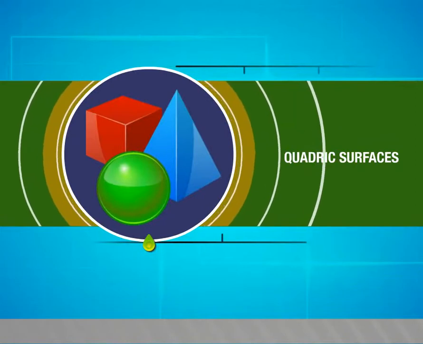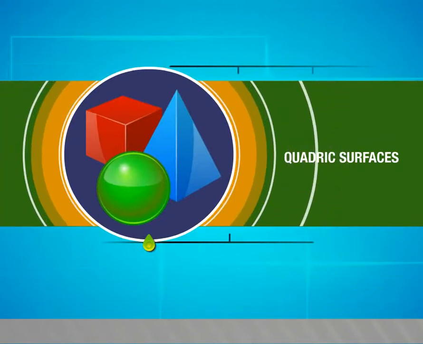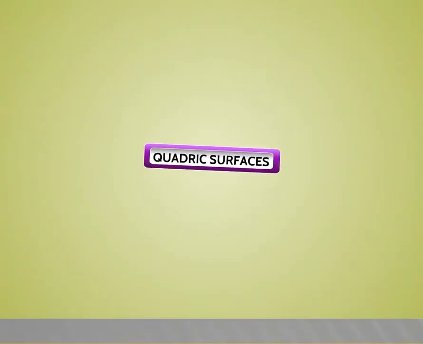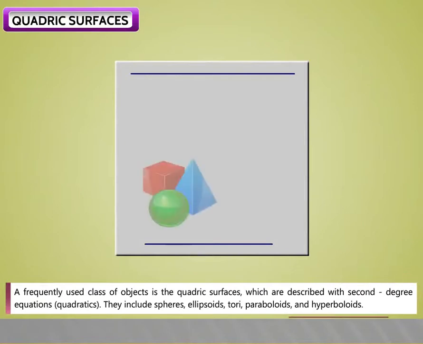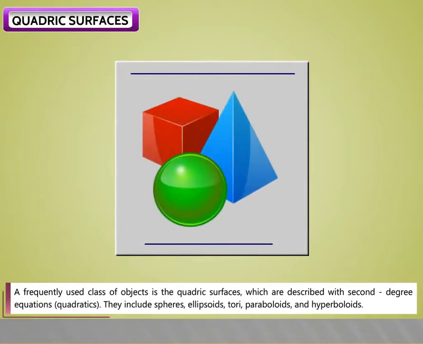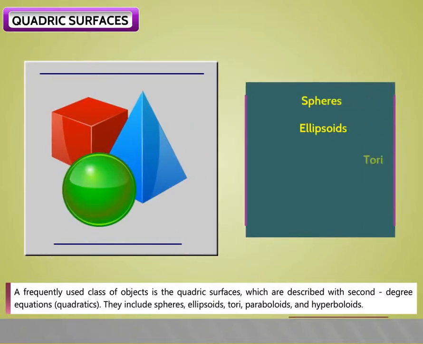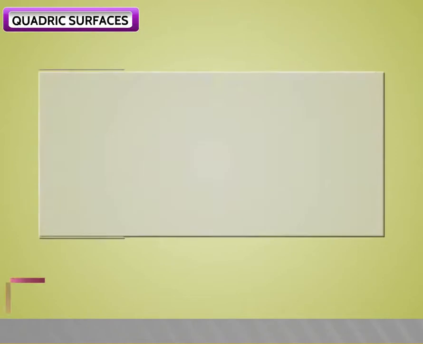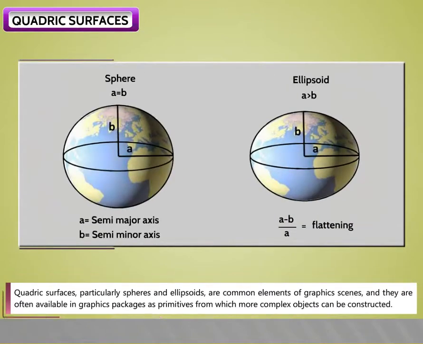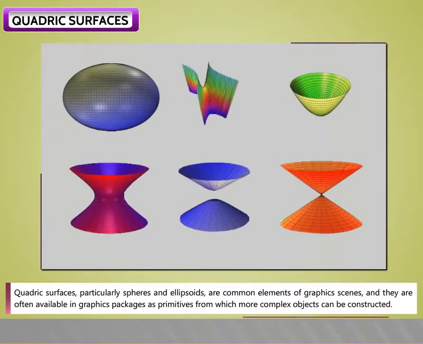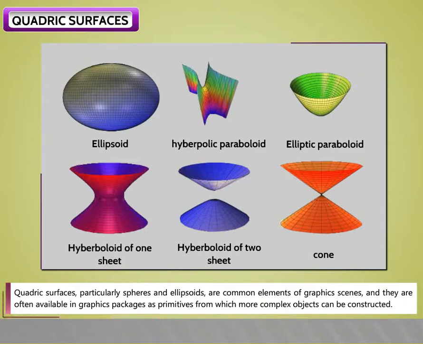Quadric surfaces. In this video, we are going to see about quadric surfaces. A frequently used class of objects is the quadric surfaces, which are described with second-degree equations, that is, quadratics. They include spheres, ellipsoids, tori, paraboloids, and hyperboloids. Quadric surfaces, particularly spheres and ellipsoids, are common elements of graphics scenes, and they are often available in graphics packages as primitives from which more complex objects can be constructed.